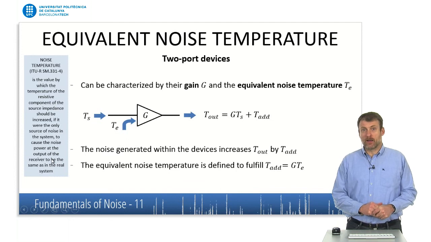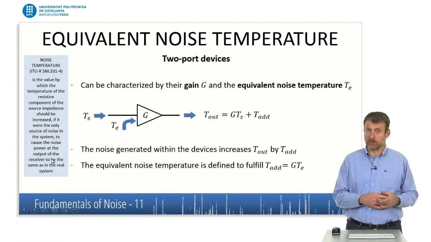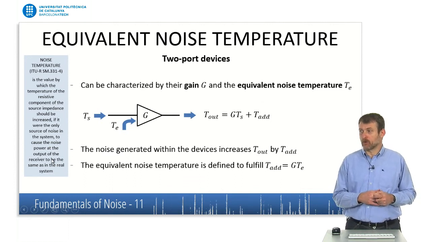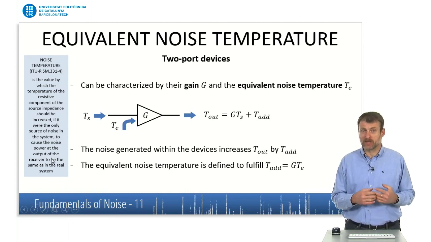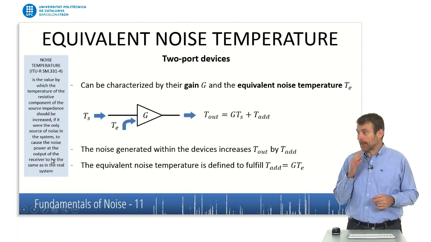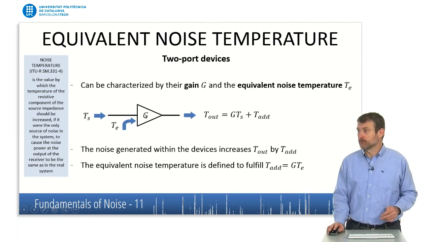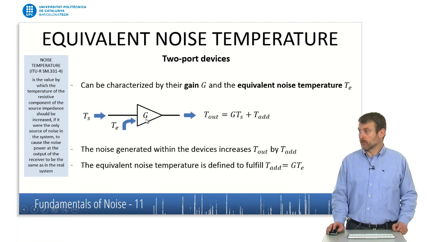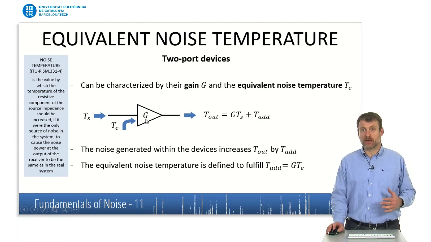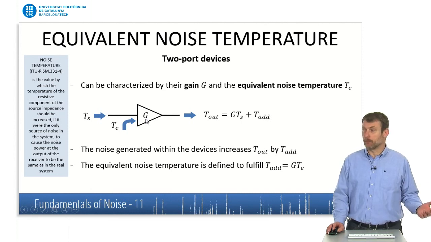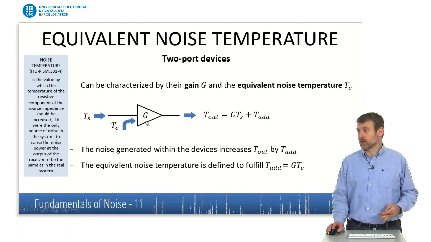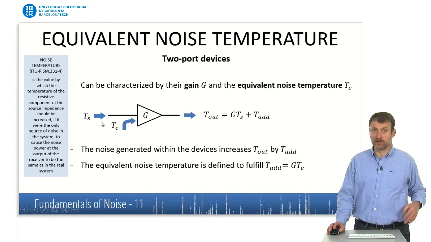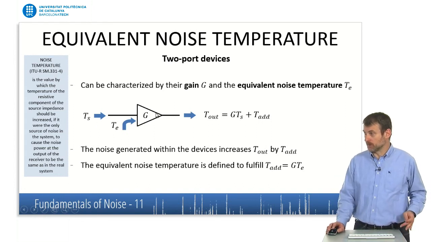Now, so far we have been discussing noise, and we've been dealing with one-port devices. What happens when we have two-port devices? Well, the concept of equivalent noise temperature can be very easily extended. And here I put the example of an amplifier having a power gain of G, right? And now, since equivalent noise temperature and power are proportional, I can write temperatures in this diagram.